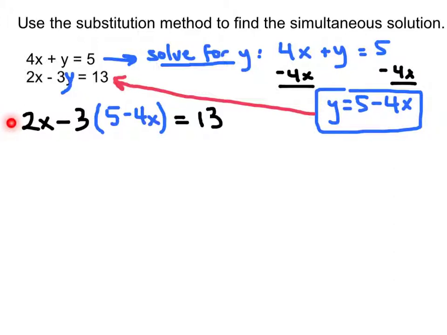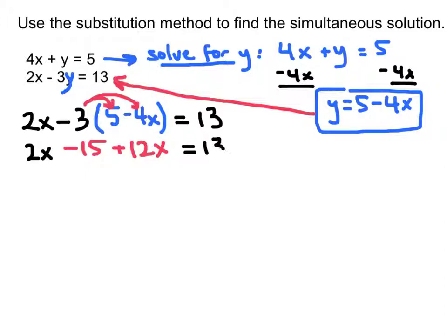So from there, you're going to solve that equation. In this case, we're going to solve it for x. So if I'm going to solve for x, I will distribute the -3 to both terms. So that will leave me with 2x minus 15 plus 12x equals 13.